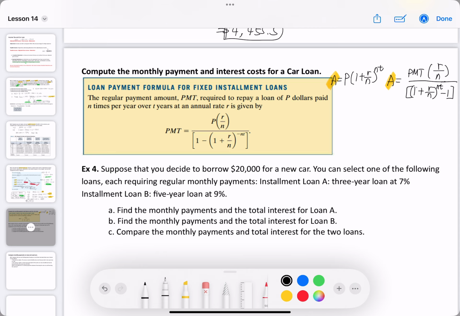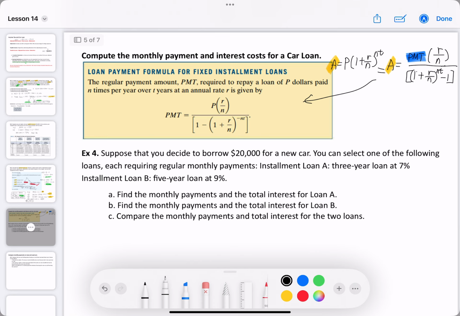I can equate these two and then isolate your PMT. That's the fixed amount of money you're paying each month. So we can isolate the PMT from this equation. Then I got this formula. You must memorize this formula. If you don't, I'm going to provide this formula on your exam. You can use this formula to solve the question.